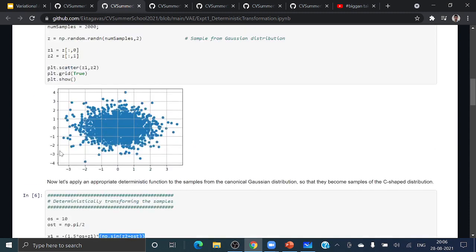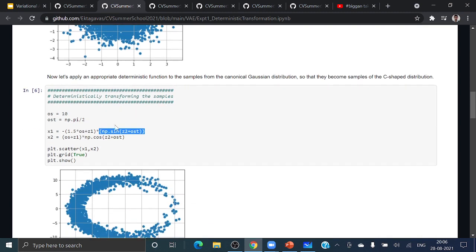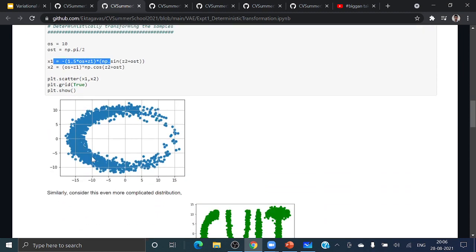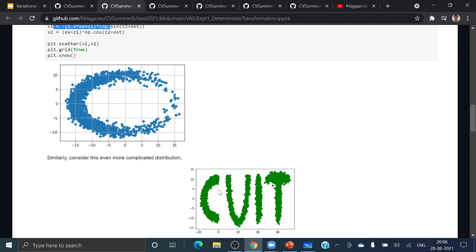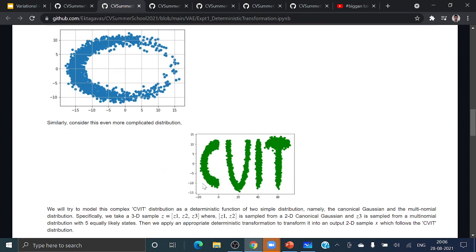Oh, Z1 and Z2 are the input points. So Z1 comma Z2 was this distribution, which is just a Gaussian. And when you apply these two formulae on it, this gets converted to a very complicated distribution, which looks like a C. And if you keep applying these sorts of complicated functions, you can start to make images like CVIT.